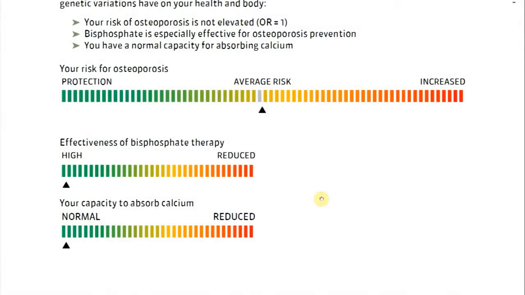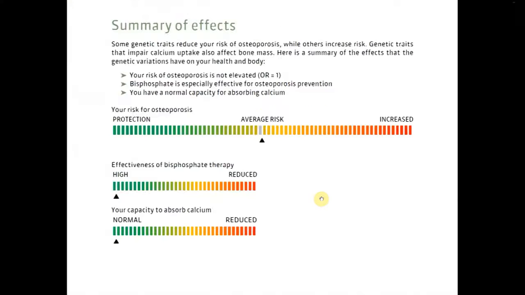Then another thing is when you go to your doctor and he sees that you have a reduced bone mineral density, there are a number of drugs, and one of them is bisphosphonate. Here you can see what the likely response of your body is. For some people, this drug responds quite well. For others, it responds less well. And then the next thing, the capacity to absorb calcium. And now I need to go back here.